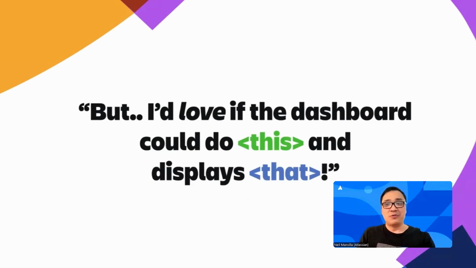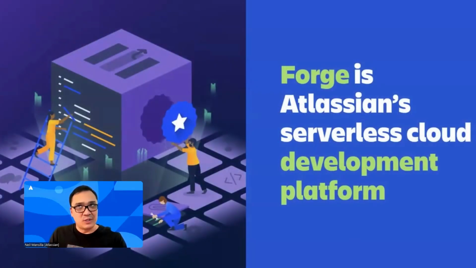And so what is Forge? Forge is Atlassian's serverless cloud development platform. It helps you build apps that are secure, reliable, and scalable, apps that extend the functionality of Atlassian Cloud products. You build them, they run on the Atlassian Cloud. Forge handles a lot of the heavy lifting for you. So if you've ever had to build, deploy, and manage like a SaaS app or a cloud app, it's not an easy thing to do, and Forge makes that a lot easier.